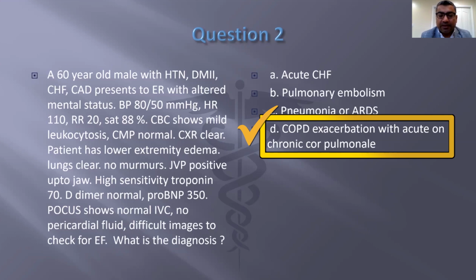So the answer would be the last one, COPD. We do have one question in regards to this case. How is the JVP elevated to the jaw but the IVC is normal? What conditions can cause these discrepancies? So the JVD could be high because the SVC is dilated, normally in COPD.